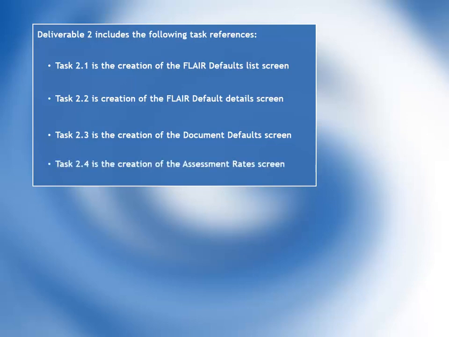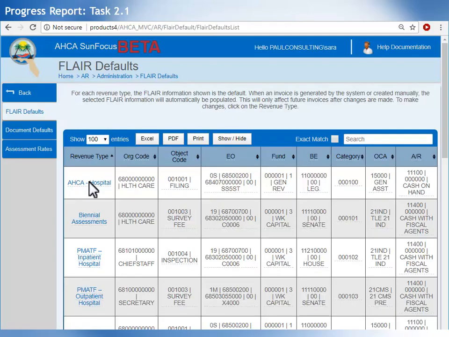Lastly, Task 2.4 is the creation of the assessments rate screen. This is where rates are controlled that are used when calculating PMATF invoices. The Flare default screen lists the revenue types that can have default Flare accounting codes applied to the invoices. This information is also used in the payment process, including producing deposit slips.